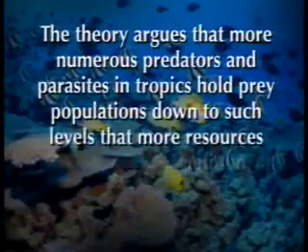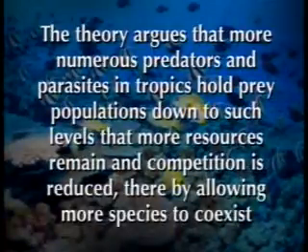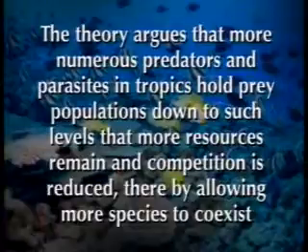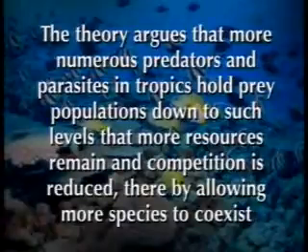This predation hypothesis was in fact proposed by Robert Paine somewhere in 1966, and it argues that more numerous predators in tropics and more numerous parasites also in tropics hold prey populations down to such levels that more resources remain and competition is reduced, thereby allowing more species to exist. This is very important for you to understand, because when competition is reduced, the resource axis in the system existing is not fully exploited, and as such, new species can come, colonize the system, and exploit the rest of the resources.